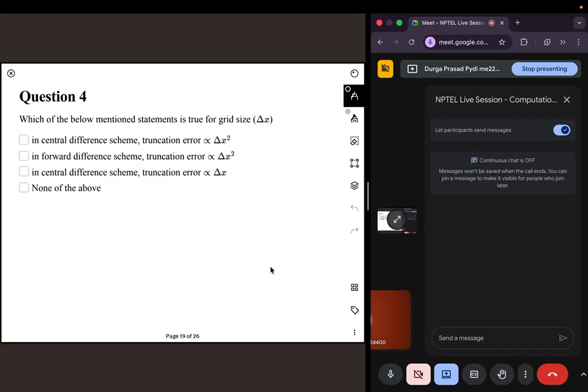Yeah, so regarding the order of accuracy, all of these are memory questions from previous years. So which of these is true for a grid size of delta x? You just need to know, for central difference, forward and backward difference, what the orders of accuracy are. Central difference is quadratic in nature, forward and backward are linear. First option is right. Yes. So this has to be delta x.